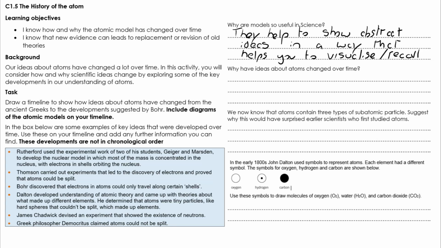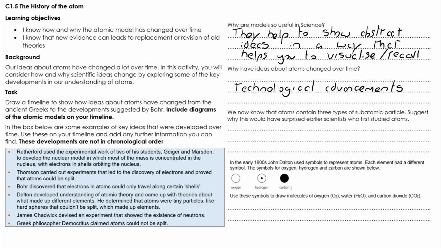So essentially, models are useful and we use them all the time because they help us to take something that's quite abstract and see it in a way that's easier to visualize or recall. Atom ideas have changed over time because we've got bigger technological advancements. We have apparatus now that we couldn't have dreamed of 100 years ago. So we're able to see things much more clearly with much greater clarity.